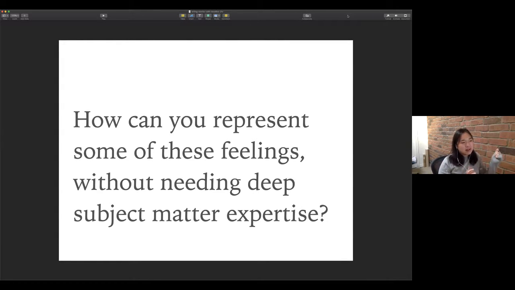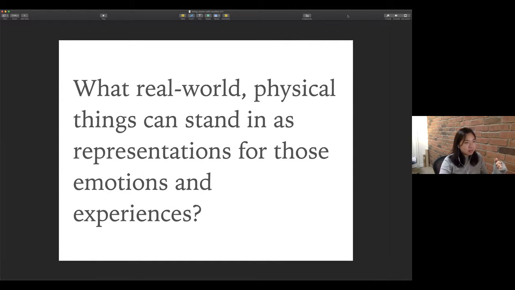The next question to think about is, how can you represent some of these feelings? If you actually wrote down 20 words, you're probably not going to be able to do all 20, so pick 2 or 3 of them. How can you represent some of these feelings without needing deep subject matter expertise? Let me break down this question into a few more steps. Another way to think about this is, what real world physical things can stand in as representations for some of those emotions and experiences? I gave you the dinosaur example earlier, but let's go through a couple more examples together.